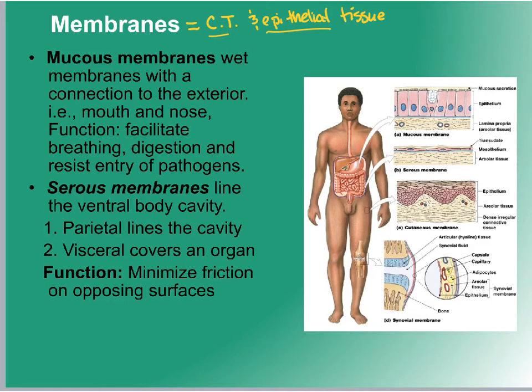So there are mucous membranes, and these are wet membranes. And these wet membranes usually have a connection to the exterior. So the mouth, for instance, is considered a mucous membrane. The nasal passages are considered mucous membranes. The vagina is lined in a mucous membrane. And the function of mucous membranes, as far as breathing, for instance, it will help with breathing. The entire respiratory tract needs to be slightly wet in order for gas exchange to occur properly.